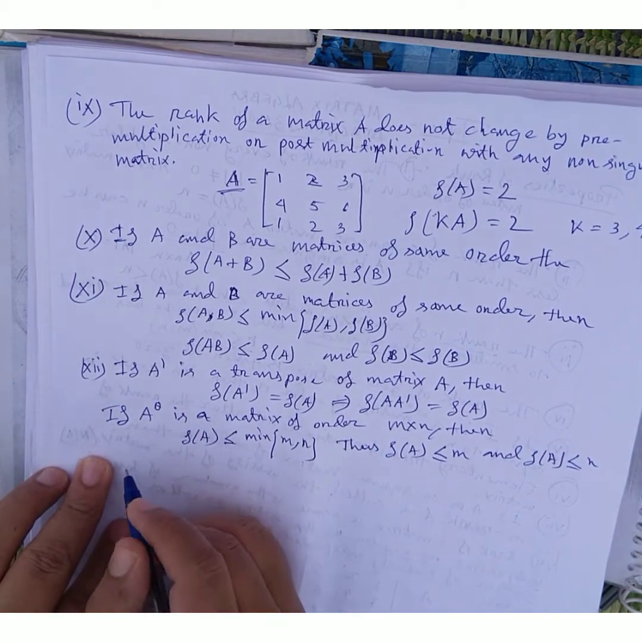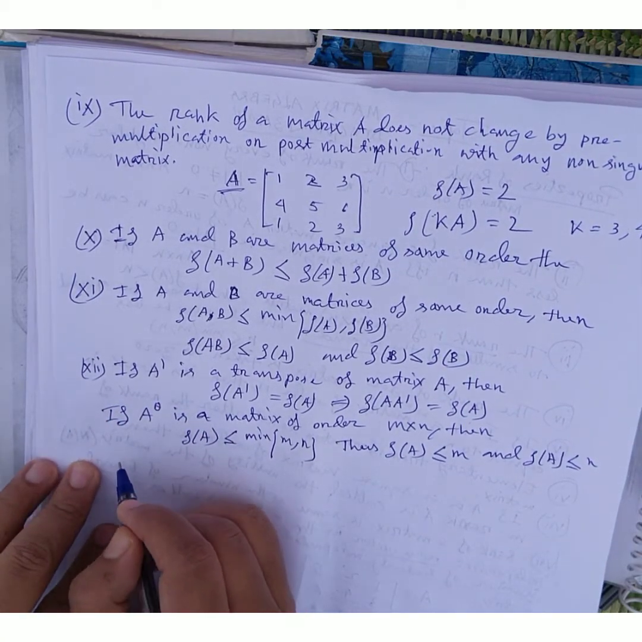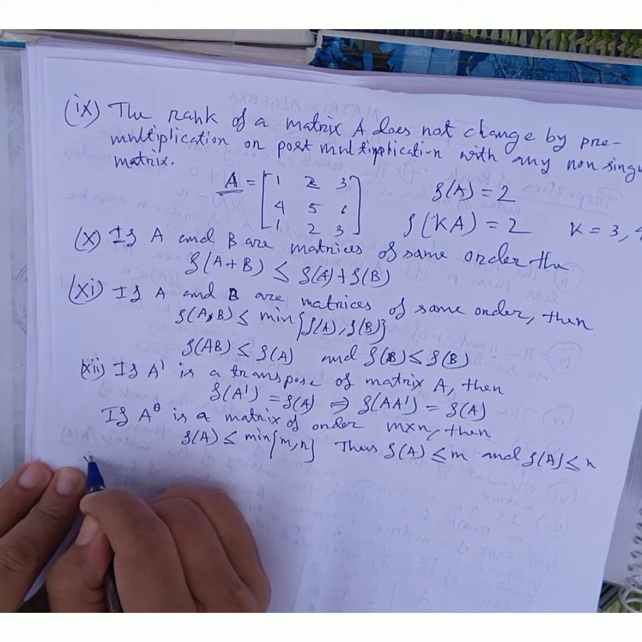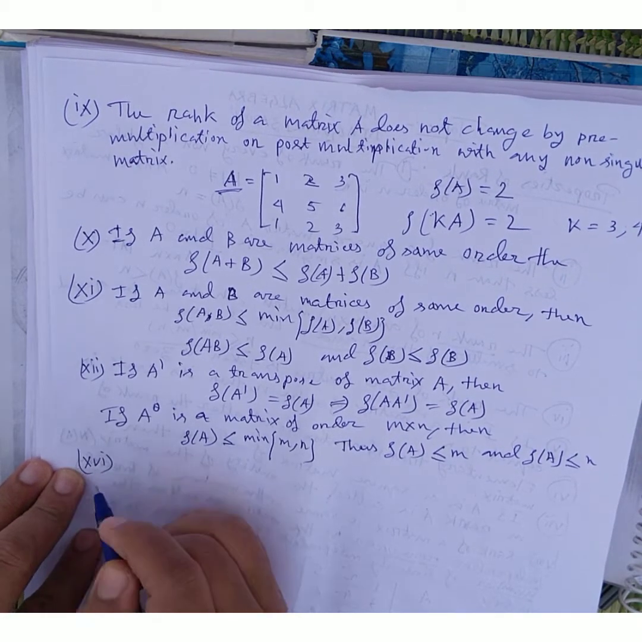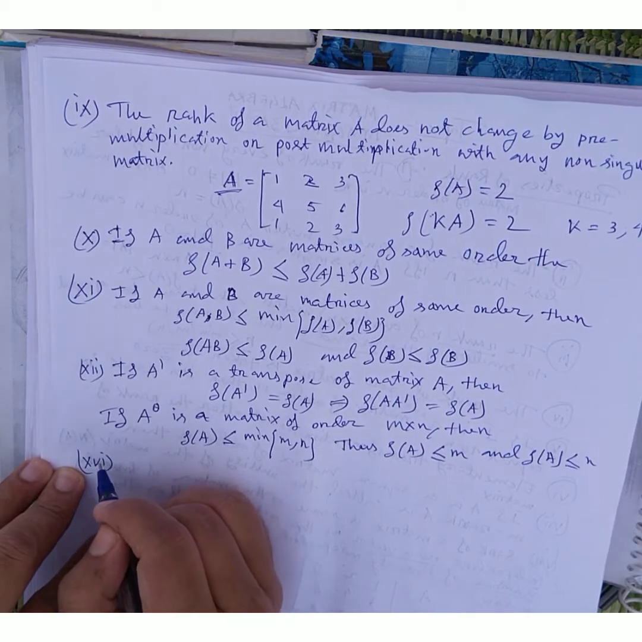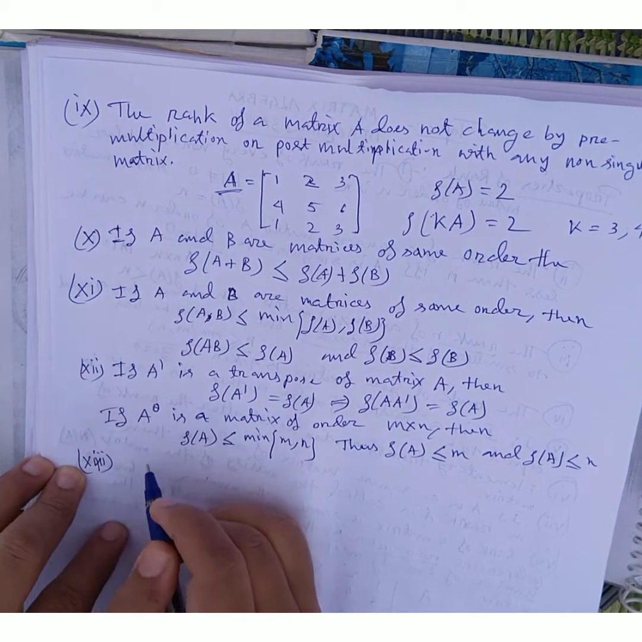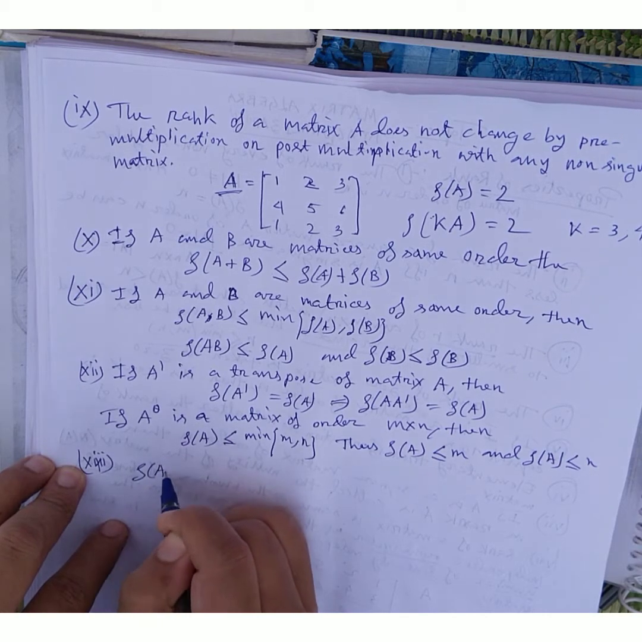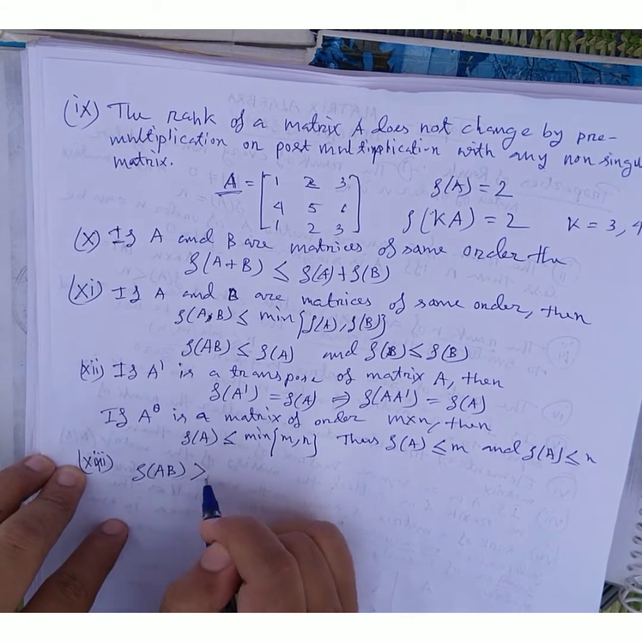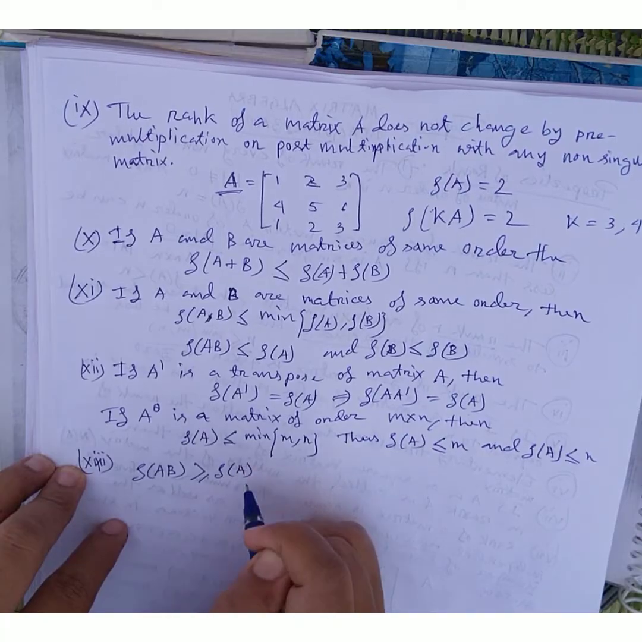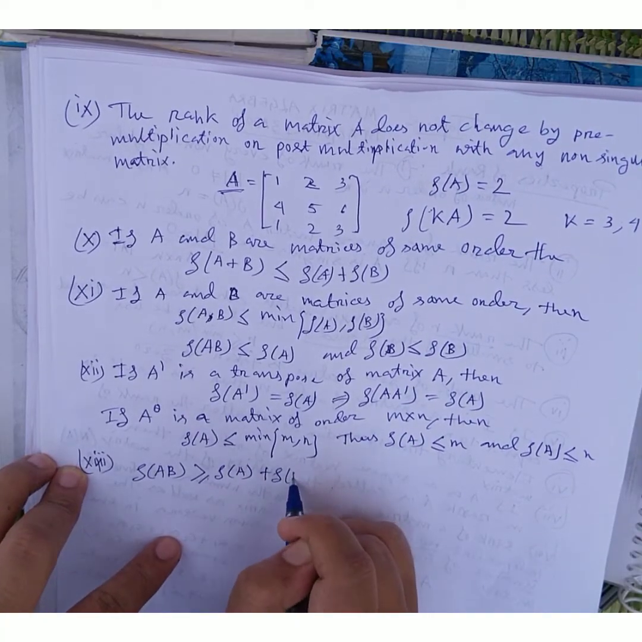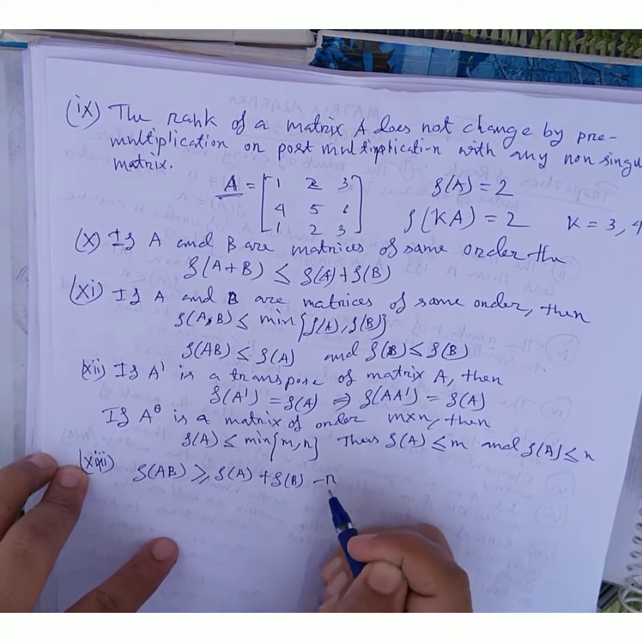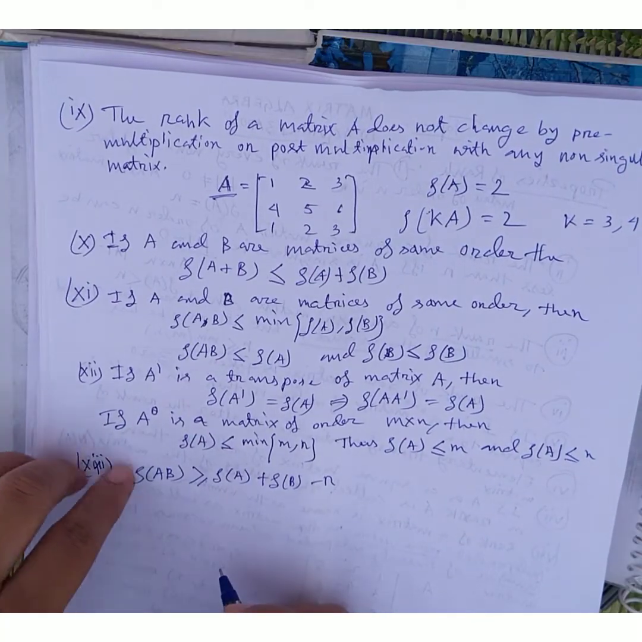And another fact, number 13, is that the rank of AB is greater than or equal to the rank of A plus the rank of B minus n. This is one of the properties.